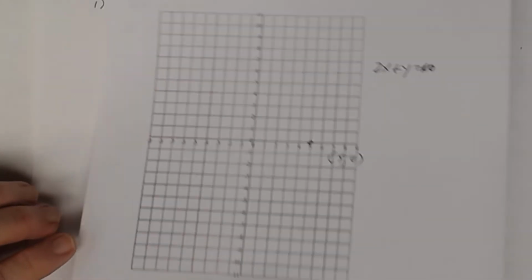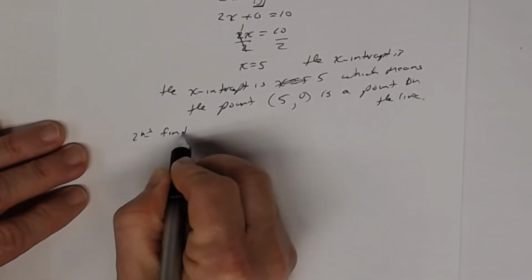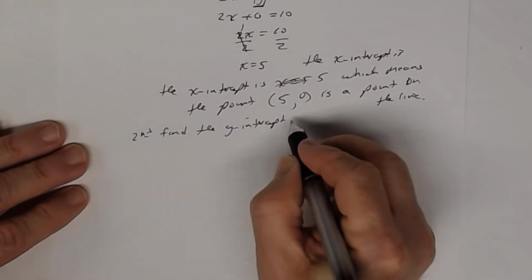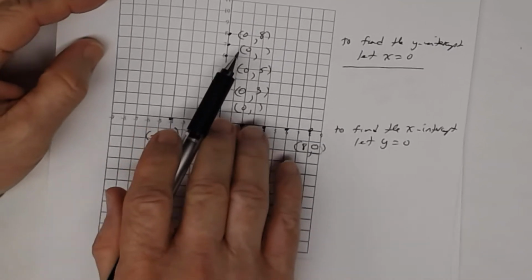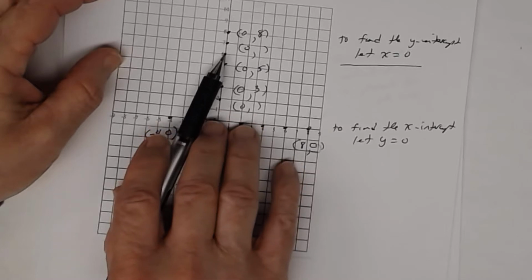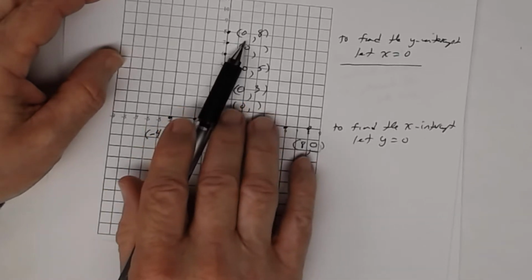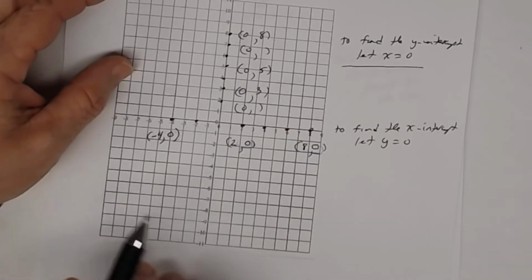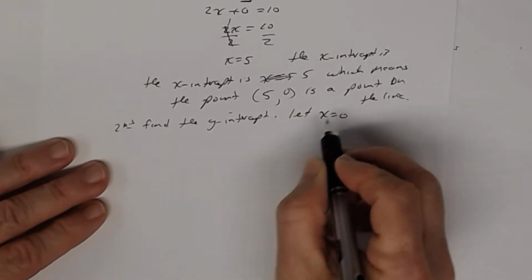Now let's find the y-intercept. The second thing we're going to do is find the y-intercept. Remember what the y-intercept is: wherever the graph crosses the y-axis, if you look at any point on the y-axis, your x-coordinate is always 0. So to find the y-intercept, let x equal 0. What does that mean?